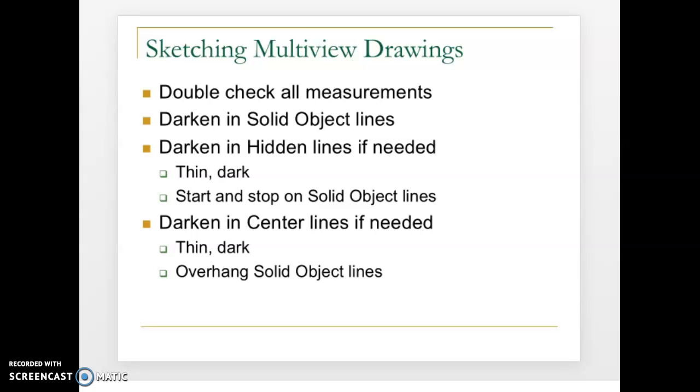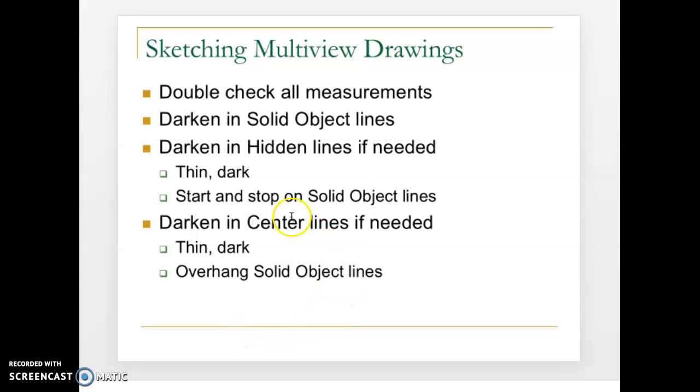Then we go back and darken in our hidden lines if they're on the drawings. They are thin, dark lines. And again, draw them right over construction lines. And then erase the construction lines in between the hidden lines, the dark dashes. Please remember that hidden lines start and stop on solid object lines.